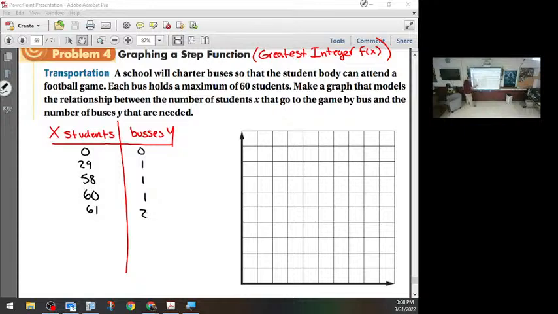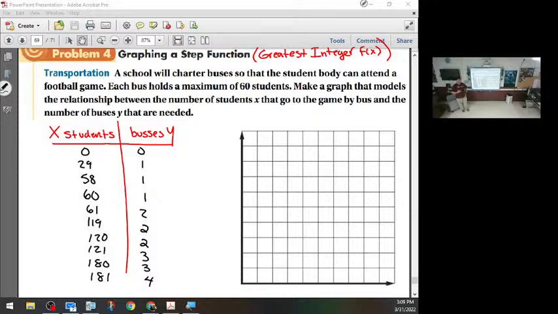All the way up until I'm at 119 students. How many buses do I have? Still 2. Because remember, 60 kids per bus. 60, 120, 180, 240. So at 120, I still have 2 buses. As soon as I hit 121, now I'm at 3. If I'm at 180, I'm still at 3. As soon as I hit 181, now I'm at 4, right?